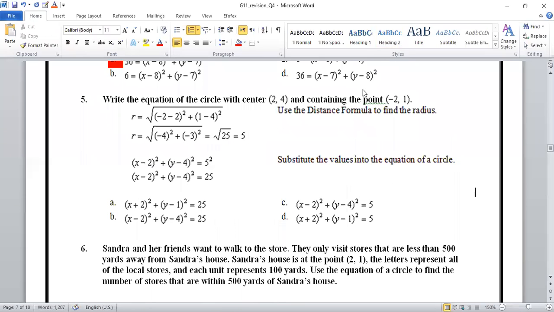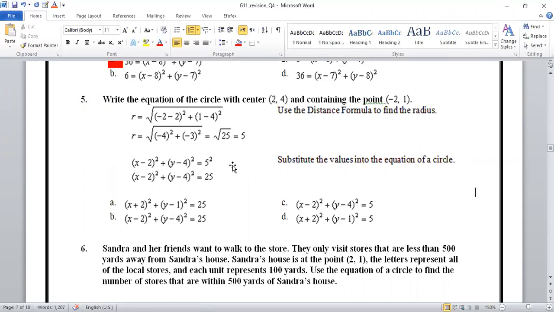Okay, we get it by using the distance formula. The distance from the center to this point equals the radius. Again, the distance between the center and this point equals the radius. So the radius equals the square root of (-2 minus 2) squared plus (1 minus 4) squared, which equals 5.